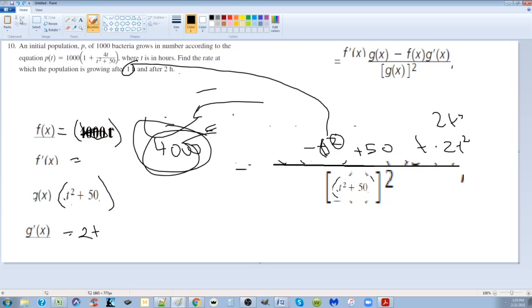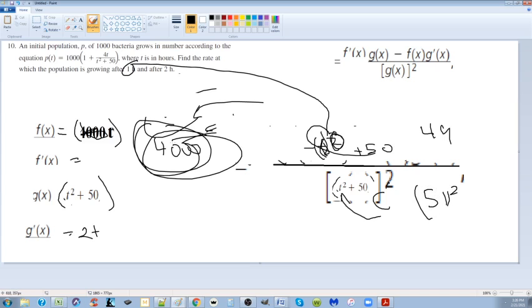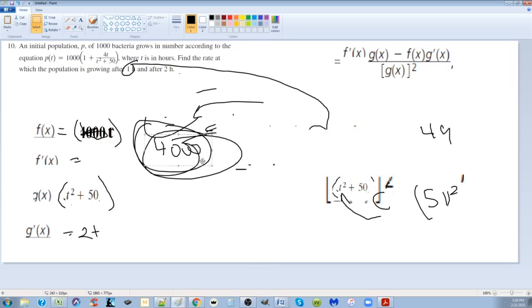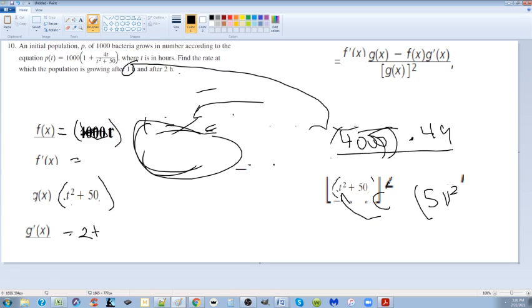So, when I put 1 into this equation, what's 1 squared? 1 minus 1 plus 50, 49 is the numerator. When I put in 1 over here, I get 51 and 51 squared. So it's going to be 49 divided by 51 squared. But just remember, we're going to be multiplying by 4,000 afterwards, right? So, if you want, we can multiply the 4,000 first, just to make you happy. So it's 49 times 4,000 divided by 51 squared.